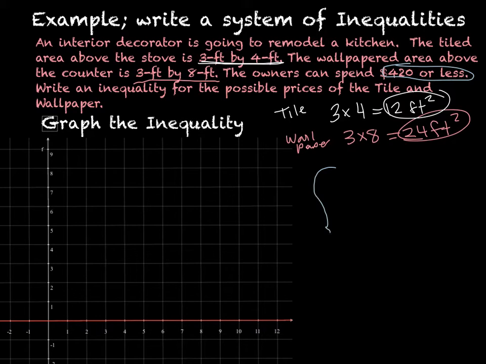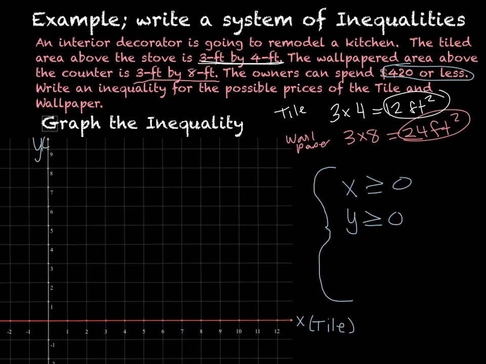Okay? So we're going to write an inequality. First thing we need to know is that our tile has to be greater than or equal to 0. So I'm going to call my x-axis my tile. And then my y has to be greater than or equal to 0, and my y is going to be my wallpaper. So I'm just going to graph that right now.